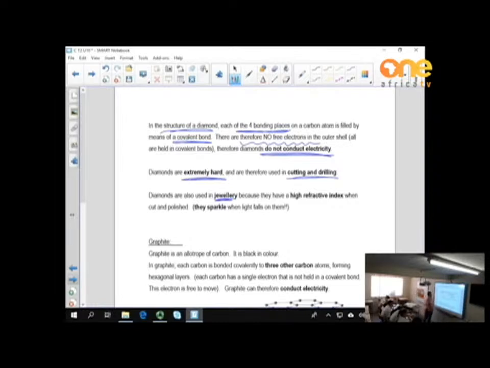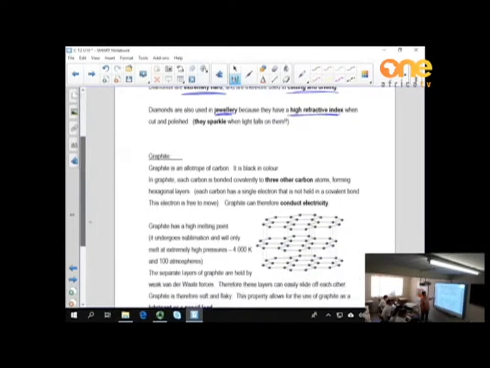Because they tend to have a very high refractive index, so when light shines on them, they sparkle. They do have flaws in them. The pattern is disrupted, and I think sometimes the white diamonds are probably more pure than what a yellow diamond would be, or something like that. Okay, yeah, it's got to do with other substances that also get trapped in that bond. All right, now, graphite.